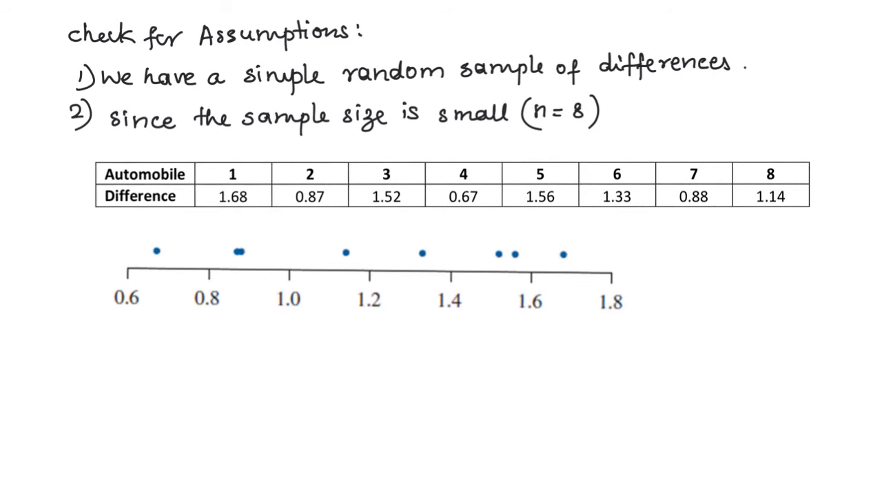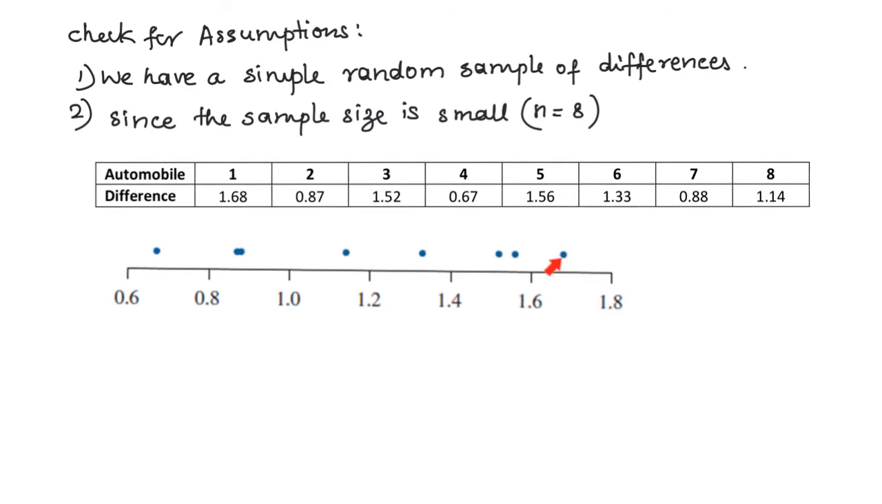So the smaller number here is 0.67 and the larger number is 1.68. So I started with 0.6, 0.8, like a 0.2 difference, and I drew a number line. And then I plotted each one.